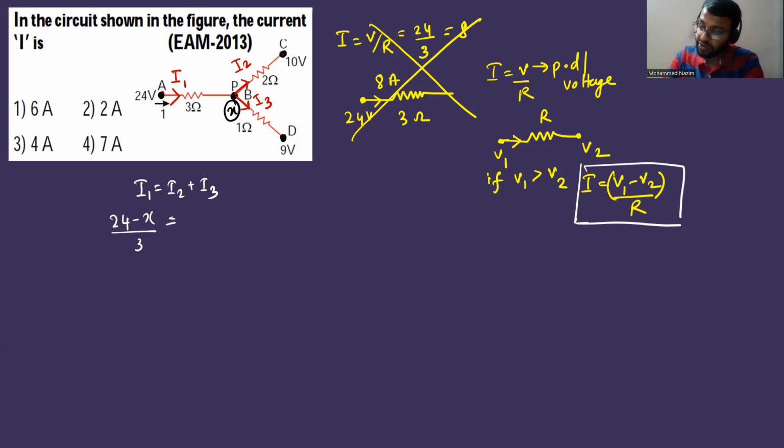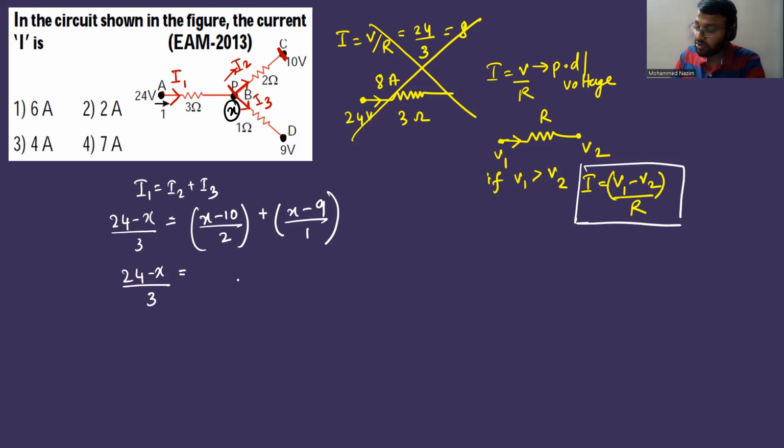I2 is flowing from where to where? I2 is flowing from X to 10 volt, isn't it? Therefore, this is equal to X minus 10 divided by 2 ohms. Similarly, for this 1 ohm resistor, the current is flowing from X to 9, so it is going to be X minus 9 divided by 1. Is it clear, everyone? So now what we can do is take the LCM.